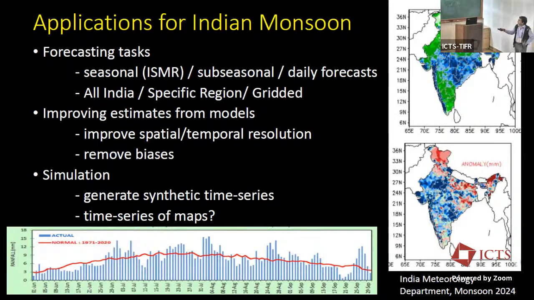So one application is, of course, forecasting tasks. Yesterday we heard from Professor Rajivan about so many different approaches to forecasting of the monsoon. Forecasting can be done as seasonal forecasting, sub-seasonal, S2S forecasting, daily forecasts, and so on. It could also be all India forecasts, region-wise forecasts, even forecasting at a gridded level, where you try to make a prediction of a map like this. That is one kind of forecasting task. Next is improving the estimates from the models.